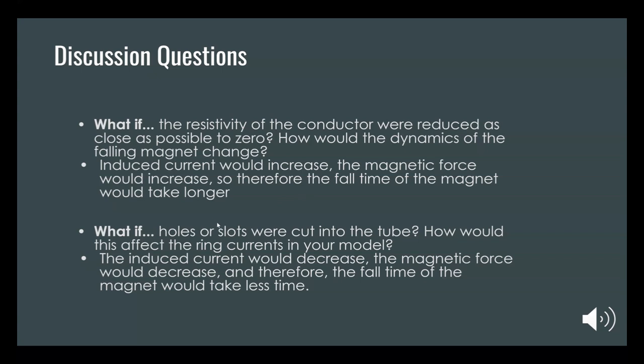But what if there were holes or slots cut into the tube? How would this affect the ring currents in your model? The induced current would decrease, the magnetic force would decrease, and therefore the magnet would fall faster and it would take less time.